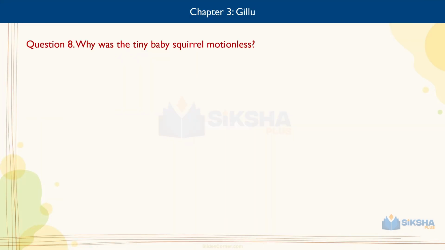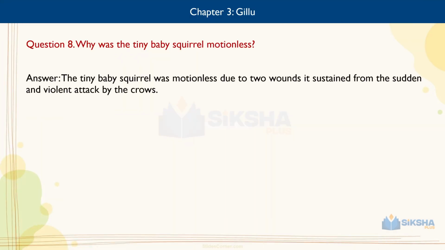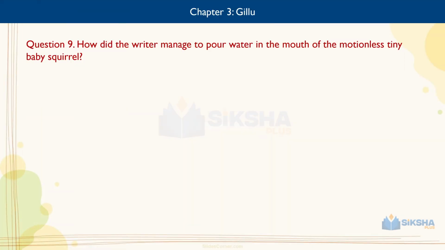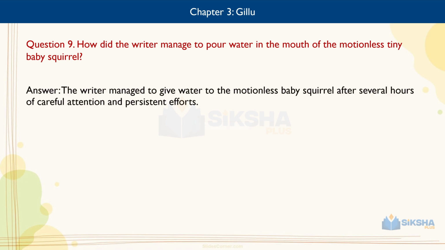Question number 8: Why was the tiny baby squirrel motionless? Answer: The tiny baby squirrel was motionless due to two wounds it sustained from the sudden and violent attack by the crows. Question number 9: How did the writer manage to pour water in the mouth of the motionless tiny baby squirrel? Answer: The writer managed to give water to the motionless baby squirrel after several hours of careful attention and persistent efforts.